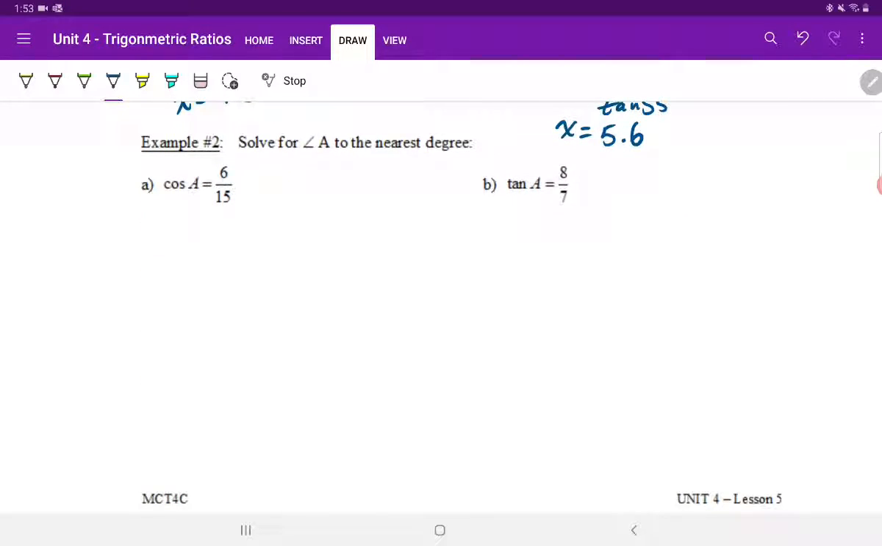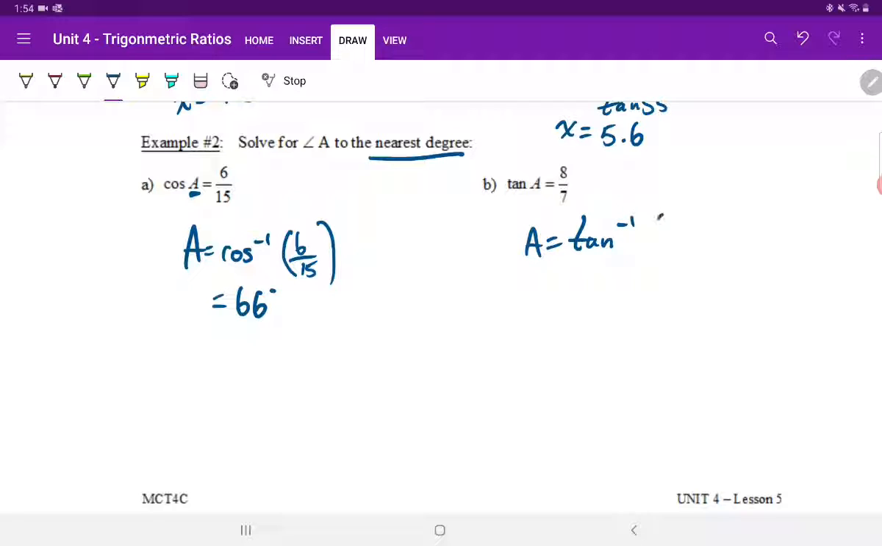Okay, we did this in our last lesson. How do you solve for the angle if you're given the ratio? All you do is take the inverse of cos in this case, and then 6 divided by 15. 66 degrees to the nearest degree.